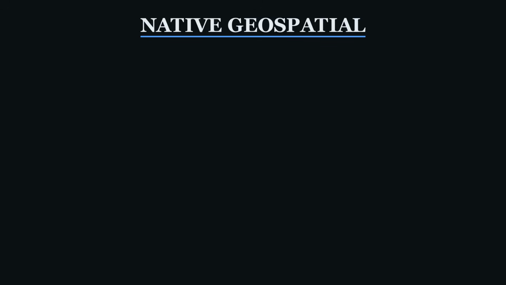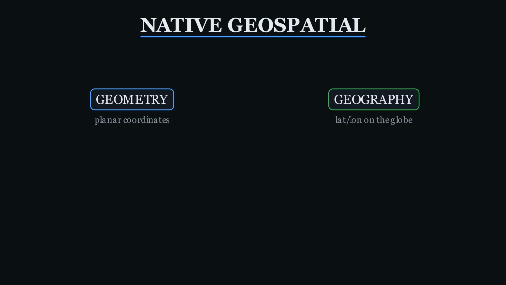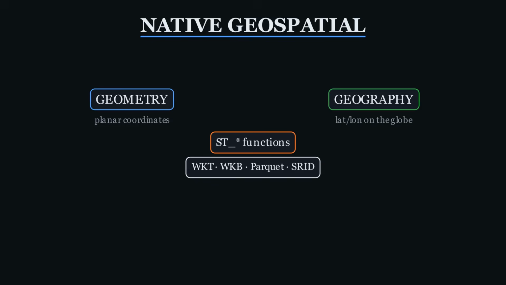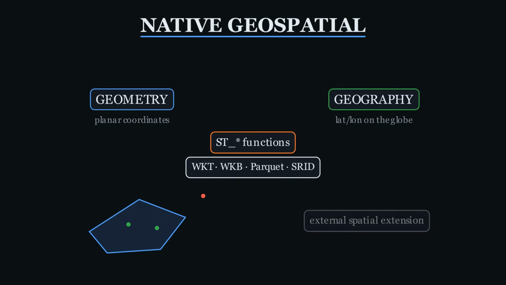Quick one, but a big deal if it's your world. Native geospatial types, geometry and geography, with the standard ST functions and read-write for the common formats like WKT, WKB, and Parquet. Location-aware analytics, distances, spatial joins, points inside a region, without bolting on an external spatial extension. If you've been faking geospatial with raw math and hope, this is the upgrade you've been waiting for.